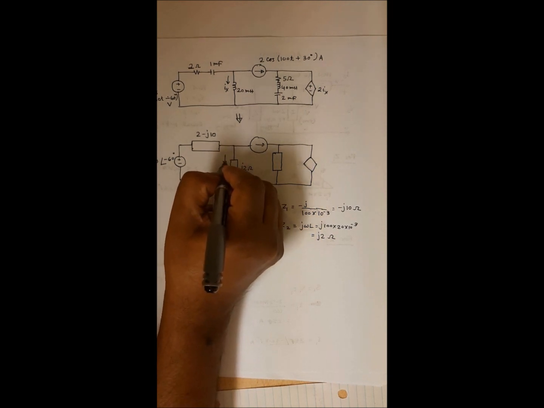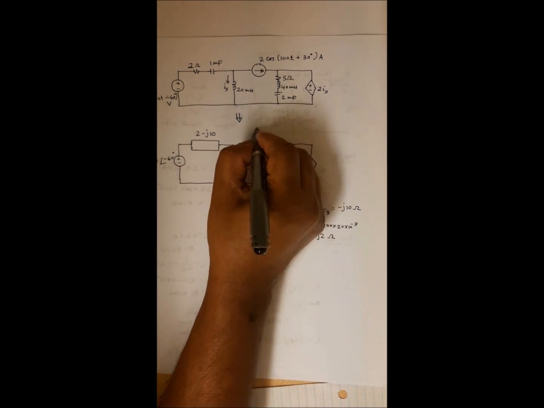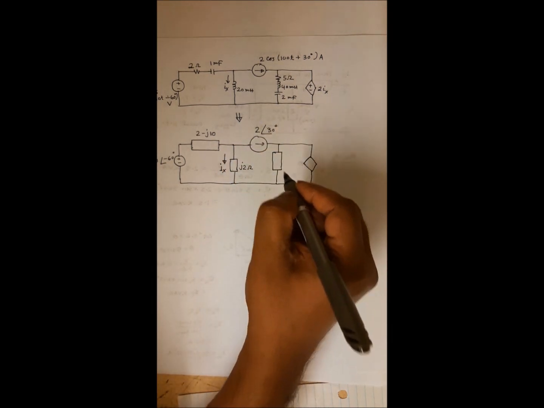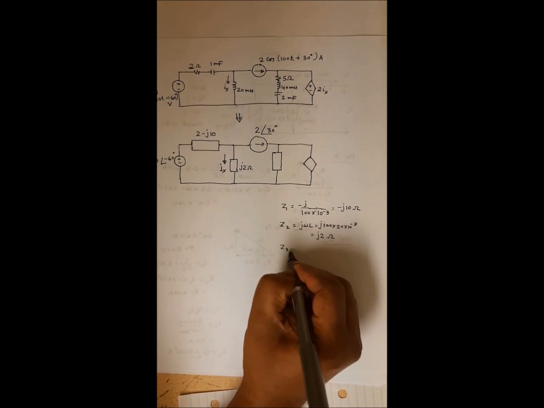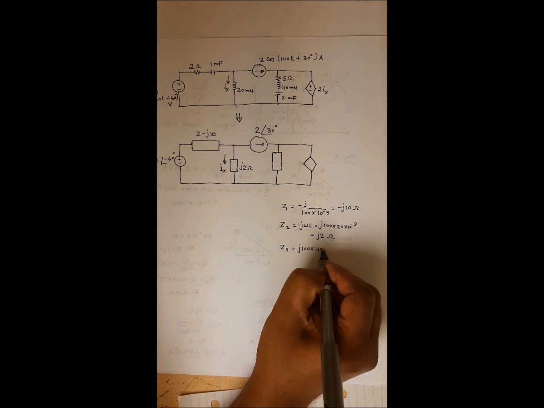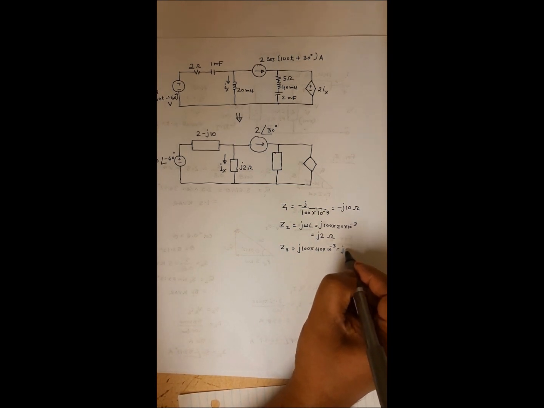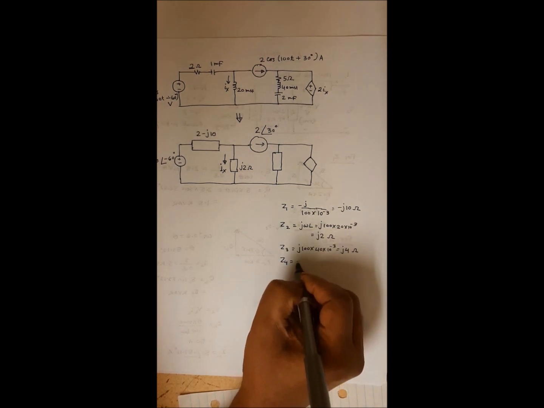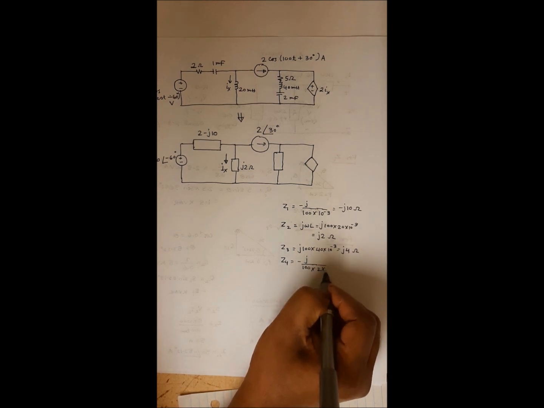This value is Ix, so I write it as Ix. In the frequency domain there will be 2 cosine angle 30 degrees, and here we have 40 millihenry. So Z3 is j omega times 40 times 10 to the power negative 3, that will be j4, and Z4 is negative j over 100 times 2 times 10 to the minus 3.